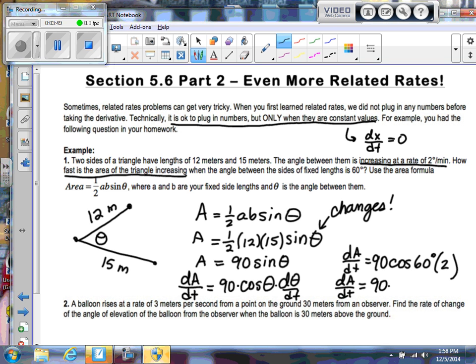All right, so we have 1/2, and then we have times 2. So you end up getting 90. Did you guys get that on your homework? That's the answer you should have had on your homework. Now your units, since it was in meters, it's going to be meters squared per minute, right? Area is meters squared, time is minutes. So 90 square meters per minute for the two sides of a triangle one.